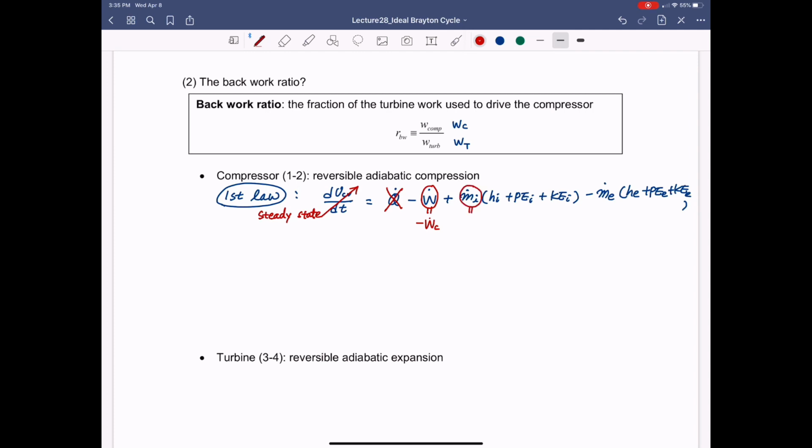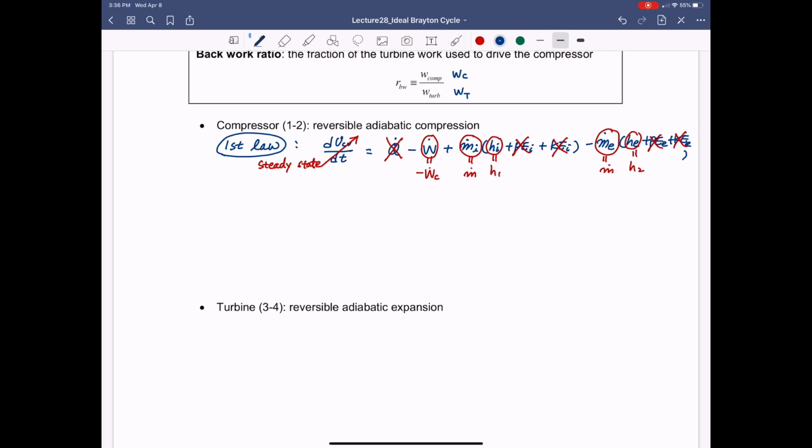Because we are talking about steady state, that can be written with the same m dot here, and we don't worry about potential energy and kinetic energy. For the inlet condition, we already used the index 1, so that should be h1, and he should be h2. Now, 0 equals W dot C plus m dot (h1 minus h2), or W dot C, the power needed by the compressor, equals m dot (h2 minus h1). From the cold air standard assumption, m dot Cp (T2 minus T1) is your compression power.